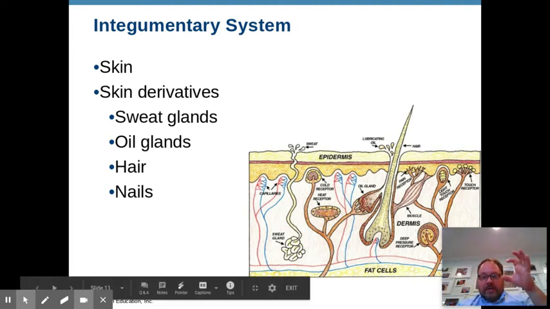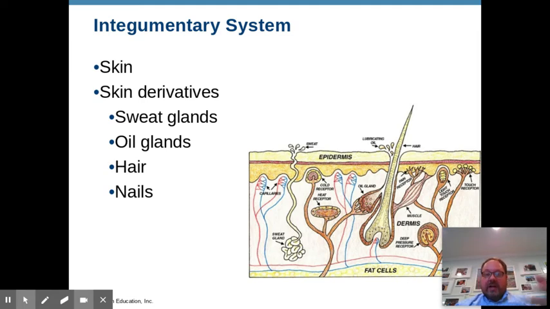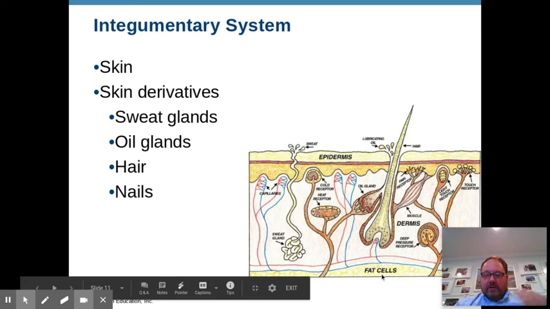So when we look at your skin, those two layers, there's all this stuff embedded in it. So those are your skin derivatives. And then this layer of fat, that's the third layer. It's technically not part of your skin, but we'll talk about that later.